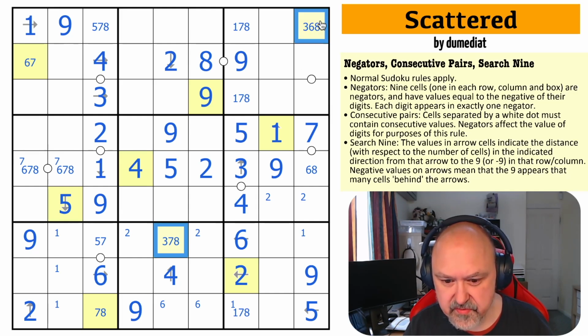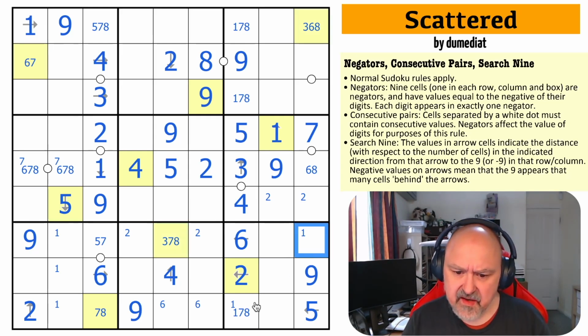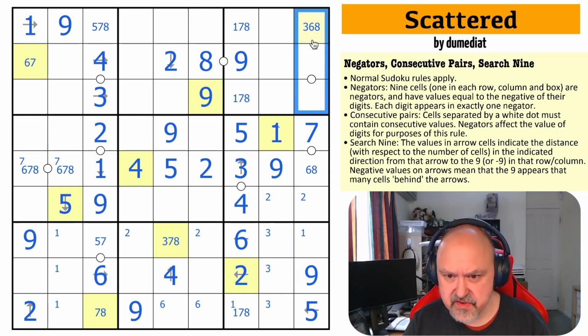3 is in one of those two. Which means I can't put 3 there, and I can't put 3 there. So 3 is in one of those, which means 3 is in one of those two. Now, if 3 is here, this is 2 or 4. I think 3 can be there. If 3 is there, this is 6.